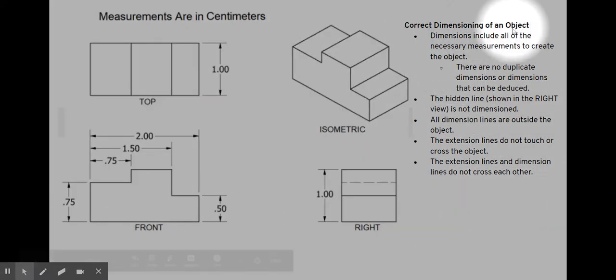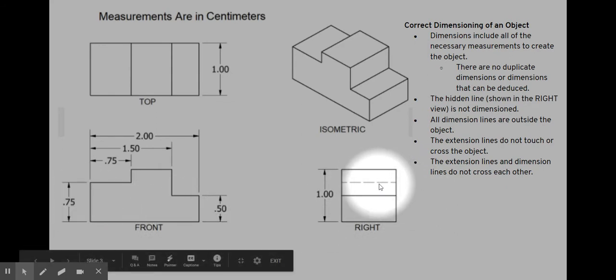correct dimensioning. Everything looks really good in it. All dimensions are here. There are no duplicates. The hidden line is not dimensioned. All dimension lines are outside of the object. The extension lines do not touch or cross the object, and the extension lines and dimension lines do not cross each other. Here's the hidden line. There is no measurement for it. The measurement for it actually is over here. We don't actually do the hidden line.